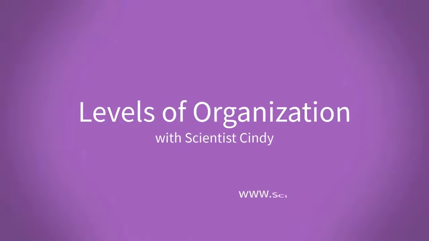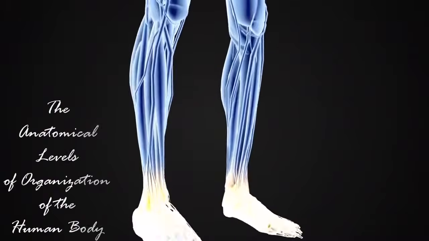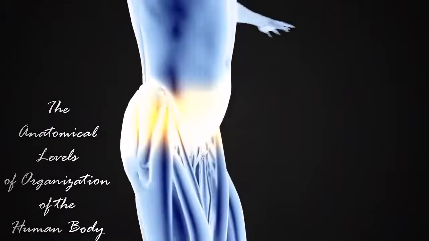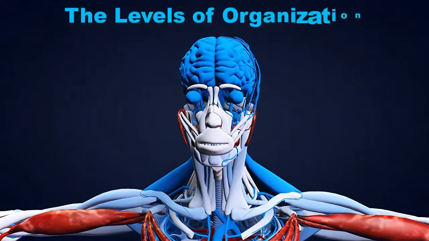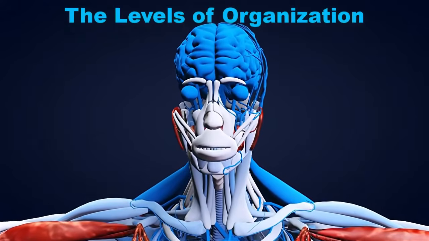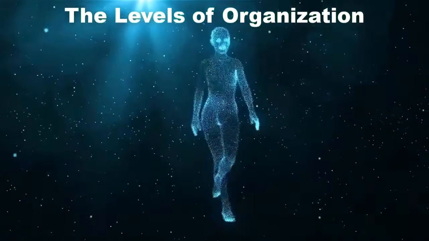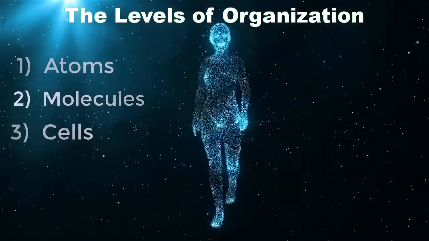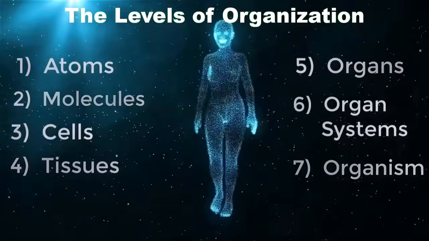Let's explore the anatomical organization of the body. The body is made up of anatomical levels that increase in their complexity, from the smallest, most fundamental units of our being all the way up to the entire organism as a whole. In order to understand our anatomical makeup, we must first understand what we are made of and how we are put together. The major levels of organization in the body, from the simplest to the most complex, are atoms, molecules, cells, tissues, organs, organ systems, and the human organism.